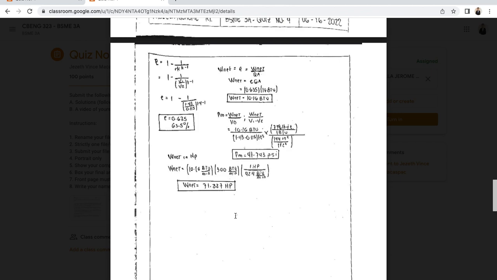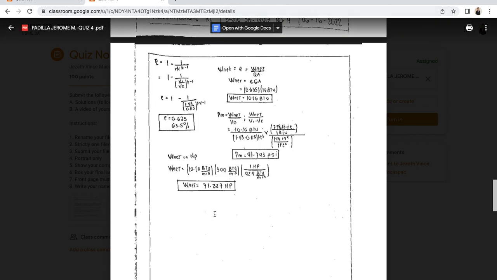And lastly is the work net in horsepower. So 10.16 BTU per cycle multiplied by 300 cycles over minute and multiplied by 1 horsepower over 42.4 BTU per minute para ma-convert natin siya into horsepower. So yung nakuha nating work net is 71.887 horsepower. So yun yung solution sa problem number 3.